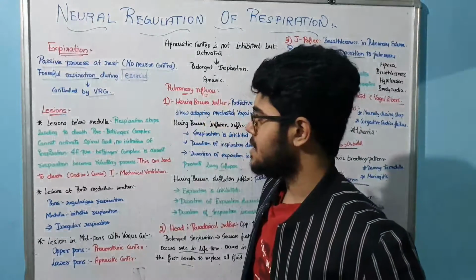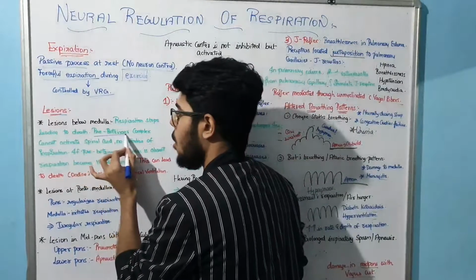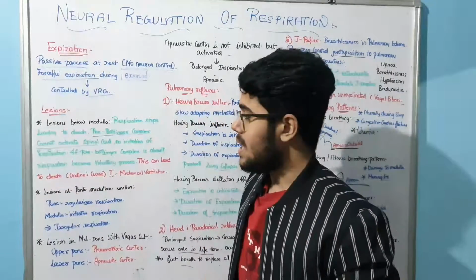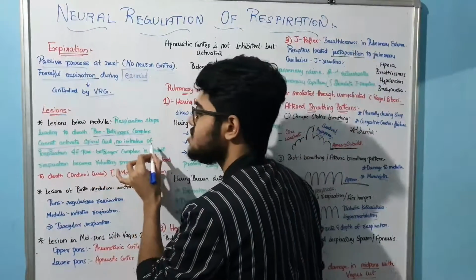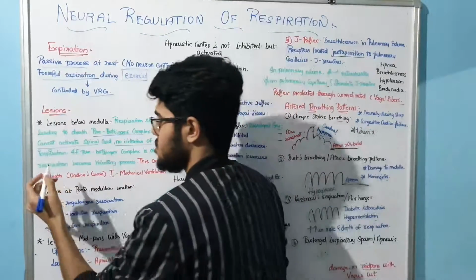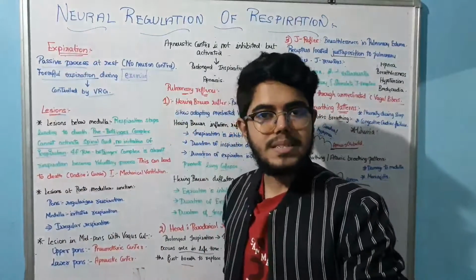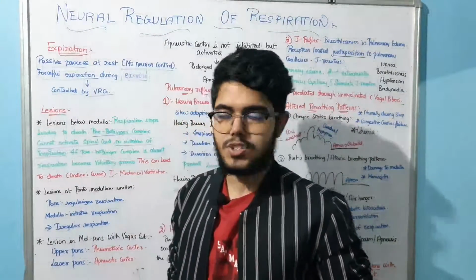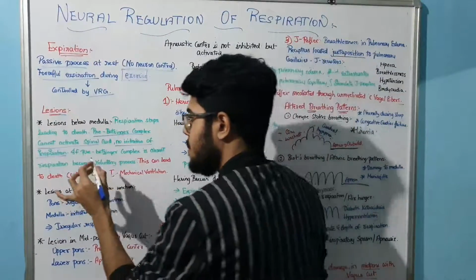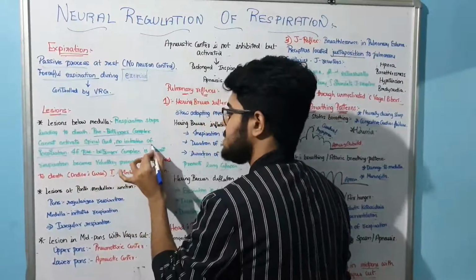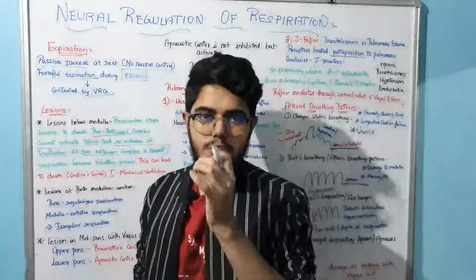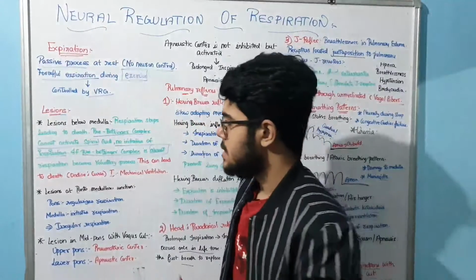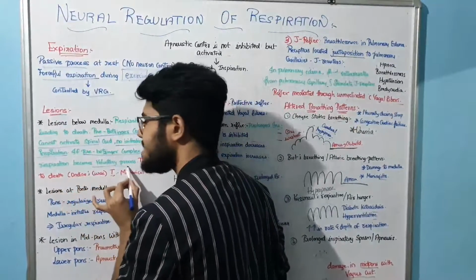So what is going to happen? Our pre-Botzinger complex cannot activate our spinal cord. There is no initiation of inspiration because pre-Botzinger complex is our pacemaker of neuron, right? So there will be no initiation of inspiration. But remember, in a patient where the pre-Botzinger complex is absent, the respiration becomes a voluntary process.